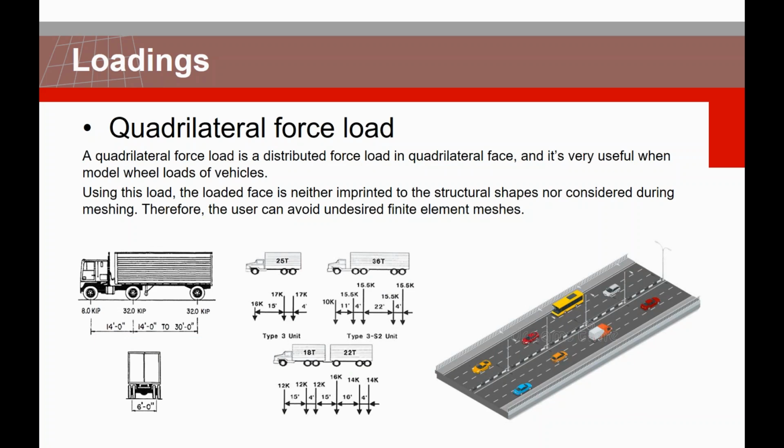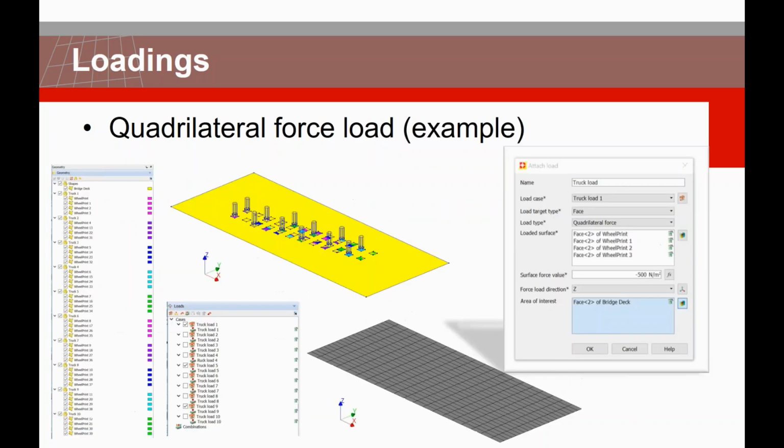Another improvement that we made available is the definition of the quadrilateral force loads, where the position of these quadrilateral force loads reflects the imprint of your tires, for instance, tires of vehicles or trucks, and also the spacing of the axles. And basically your mesh is independent with respect to the position of these quadrilateral force loads. And we use this concept.